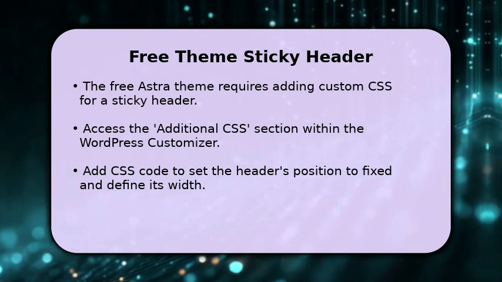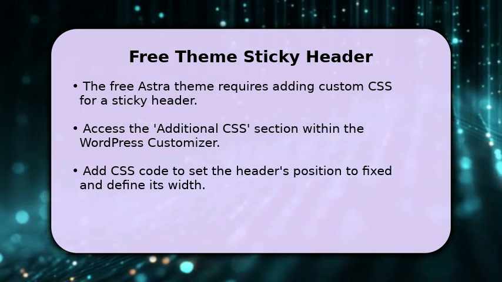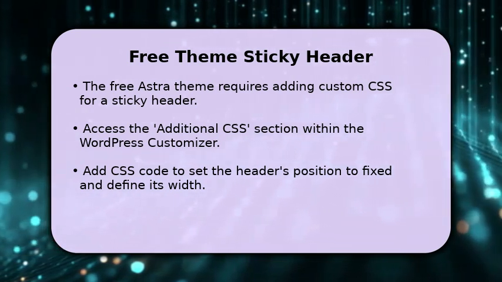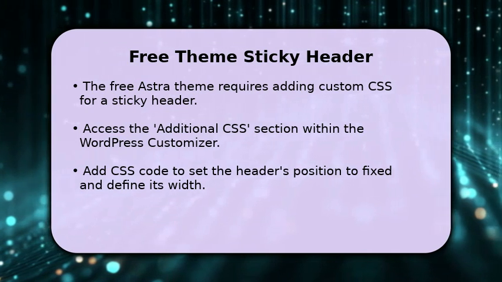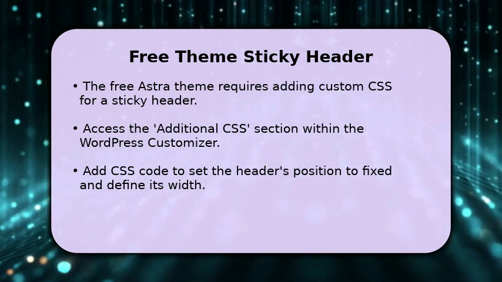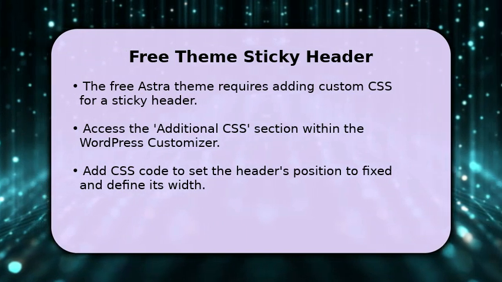Go to your WordPress customizer, then find the additional CSS section. Here, you will add code to set your header's position to fixed and ensure it spans 100% of the width. It is also important to add a top padding to your main content area, typically around 75 pixels, to prevent it from being obscured by the new sticky header.